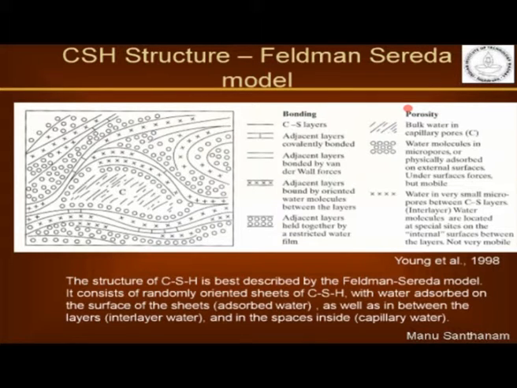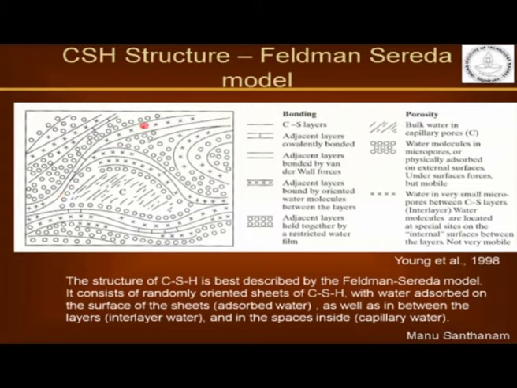Now I told you earlier that the other hydrated products like ettringite, monosulfate, calcium hydroxide, these are well defined crystals and they don't really have any porosity inside, whereas CSH has porosity inside its structure. So how do we explain this structure and how do we account for the very high surface area of the CSH? Feldman and Sereda, who are two scientists who proposed this model, state that CSH is present in sheets of calcium silicate.